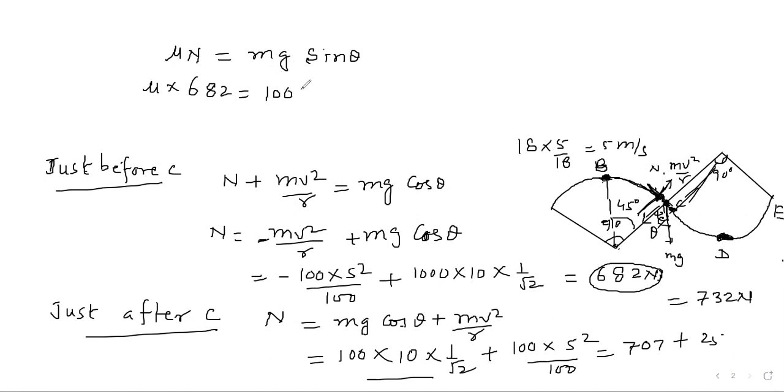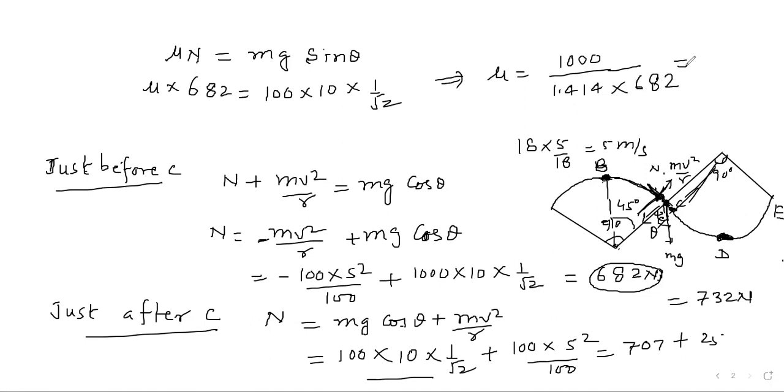m is 100 into g is 10 into sin 45 degrees. The point is very close to C, so this is 1 upon root 2. Our concern is to get mu. So mu will be equal to 1000 divided by 1.414 into 682. If we simplify it, we will get 1.037, and that is our answer. Thank you for watching.